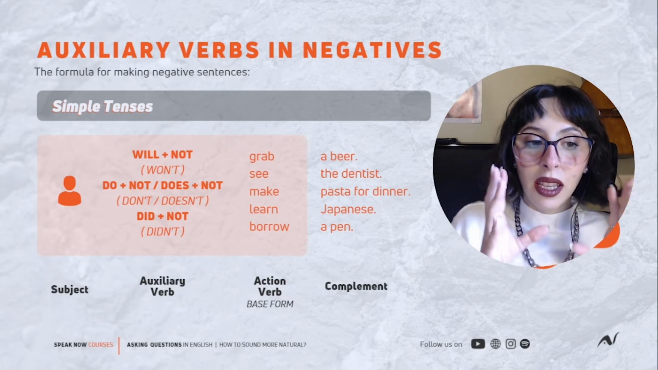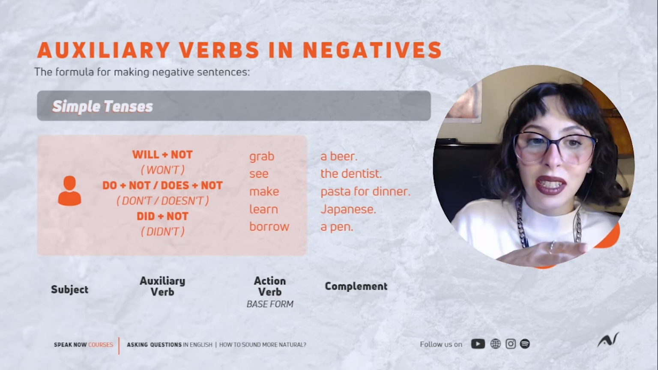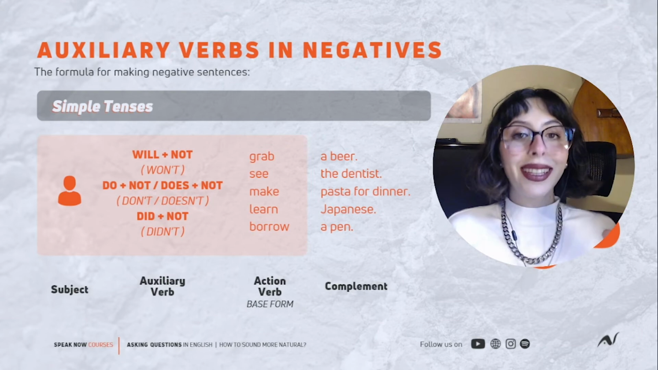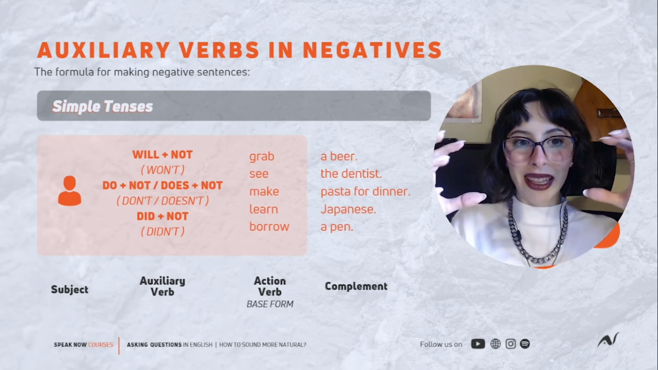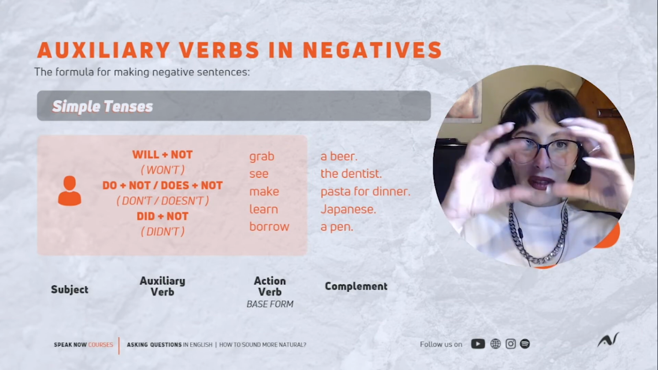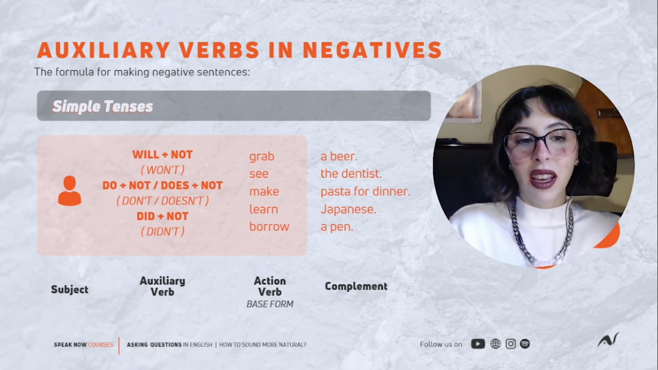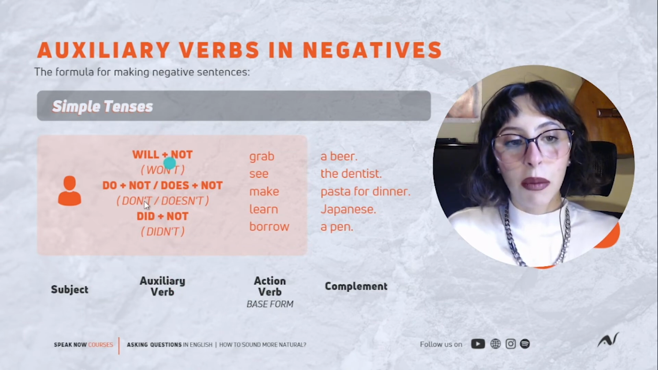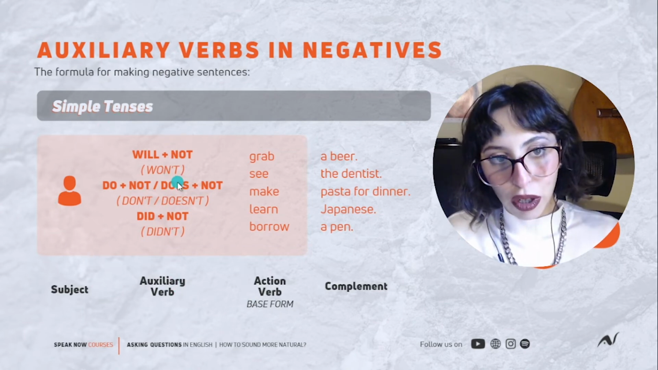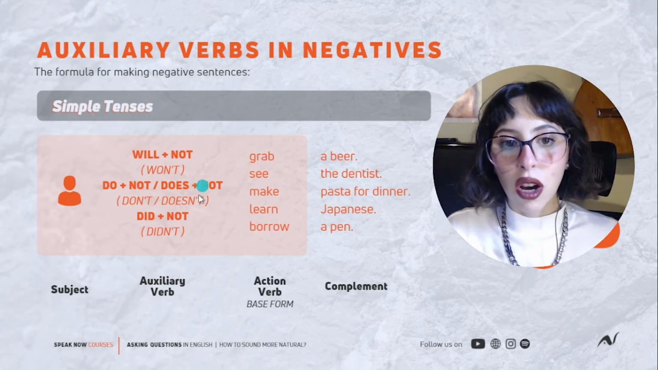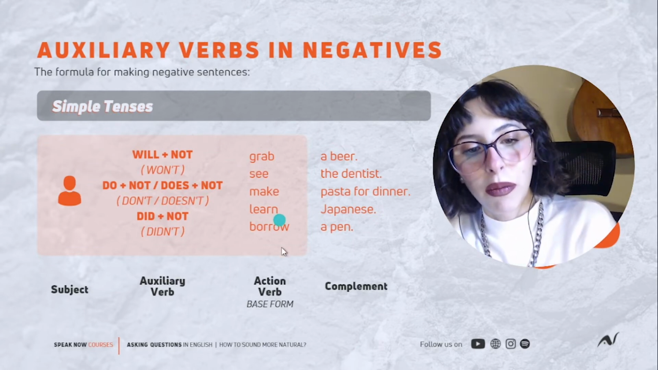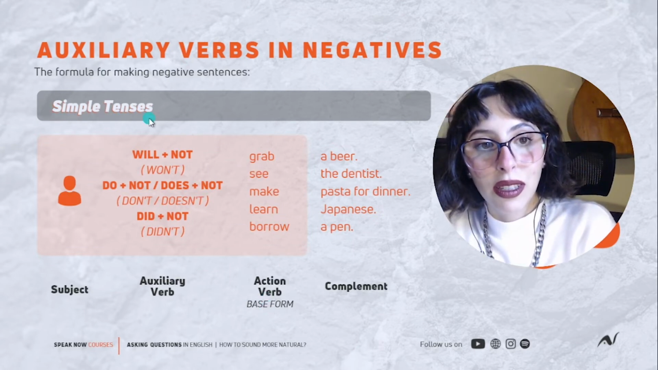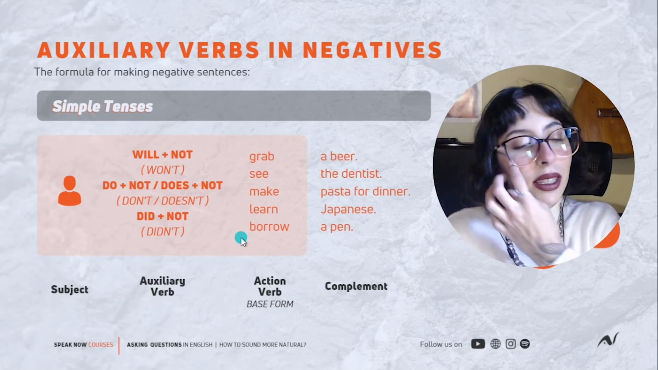But in this case, the main difference is that we include not. We add not to the auxiliary, and there's a fusion happening. Yeah, so you can see they are contracted forms of the auxiliary verbs together with not, but they are after the subject. First subject, auxiliary verb, and then action verb in the base form. This is for simple tenses. So let's see some examples.